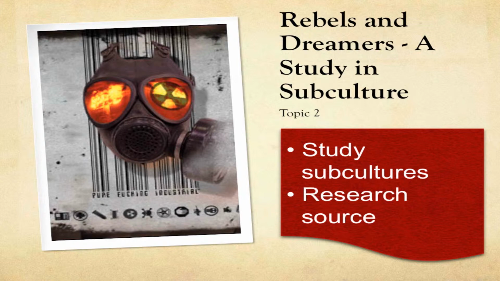Topic 2. Rebels and Dreamers, a study in subculture. The Romantic period produced many rebels of its time in the 1800s. There are rebels of our time. Do they line up with those people in the past? Is there a connection between subcultures of today and the artists of the 1800s?